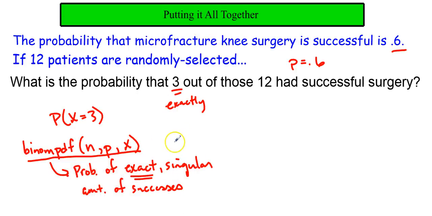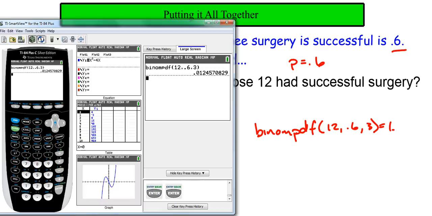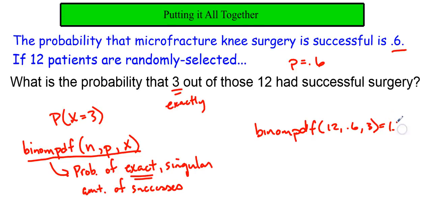And I get 1.246%. So this is what I would want to see from you guys as far as work goes: binom PDF of 12, 0.6, 3, which equals 1.246%. And that's it. So there's your answer. Very unlikely, 1.246% of the time, in fact, that you're going to get exactly 3 out of 12 successful surgeries.